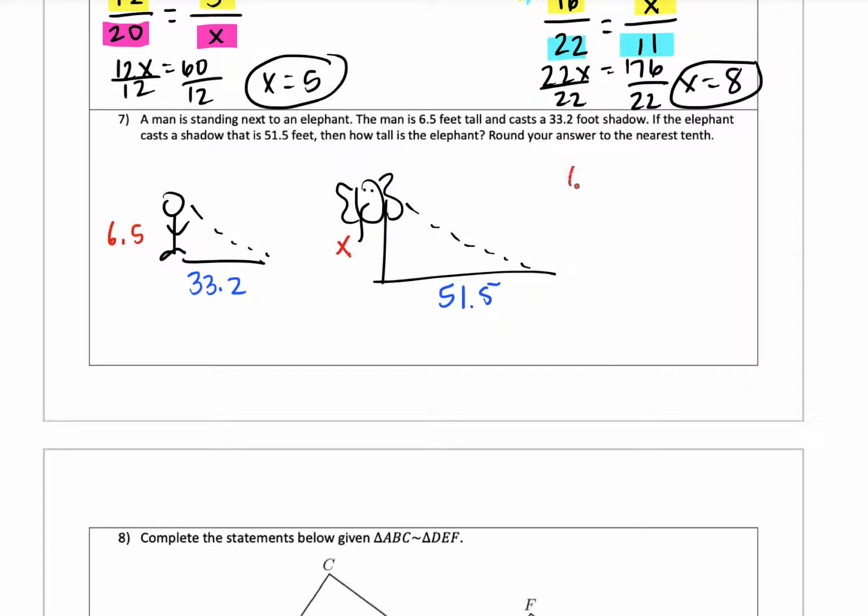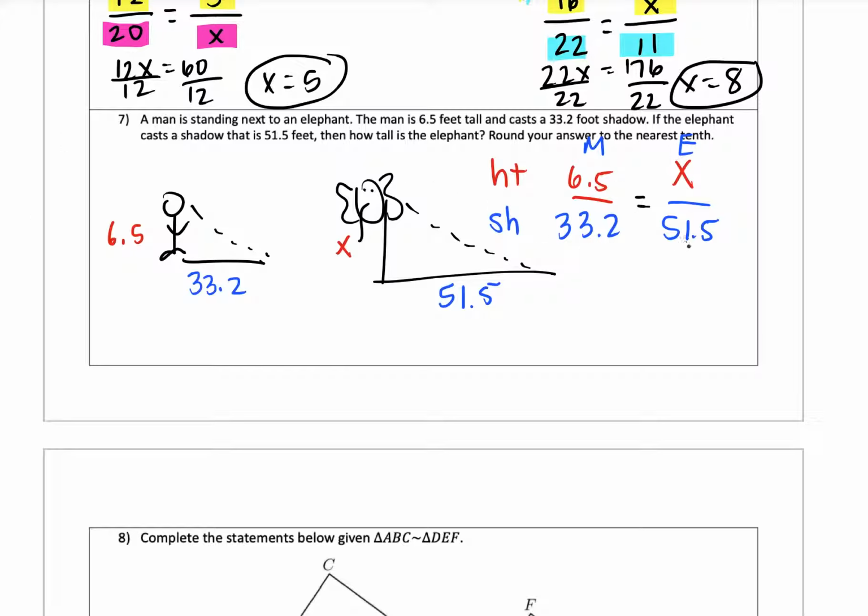So I can say 6.5 over the shadow of the man, so all of this is all about the man, can equal x, my other red number, over 51.5. So then on top I have everything about the height. Everything about the height is on top. Everything about the shadow is on the bottom. This column is all about the man, and this column is all about the elephant. So everything's lined up. We have a nice hashtag. We can cross multiply to get our answer.